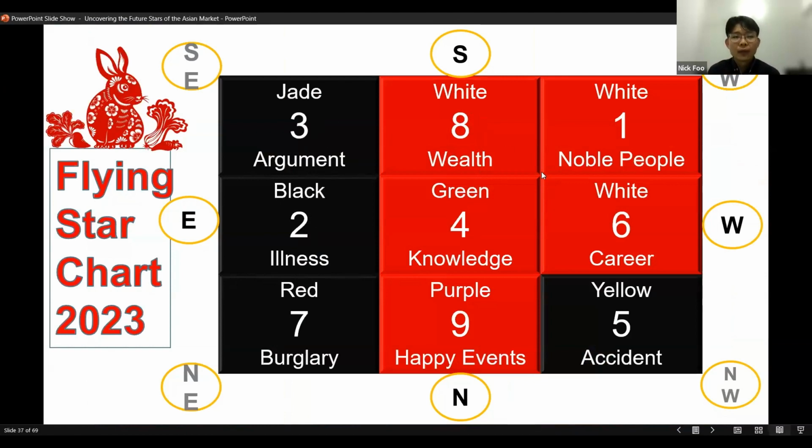Now, of course, we focus on this direction, which is south. According to this flying star chart, the 8 white star is flying to the due south. So I think the countries or regions in this direction, which is south, could potentially gain some economic gain.